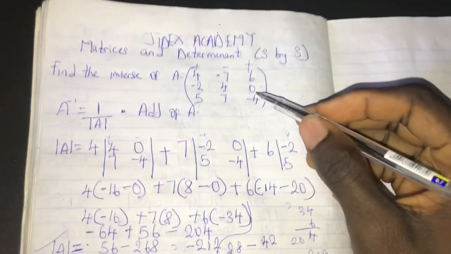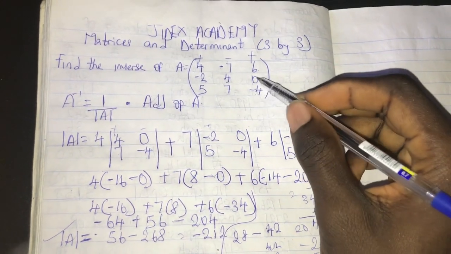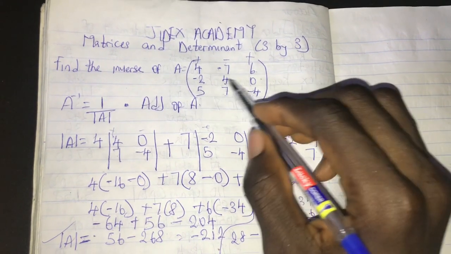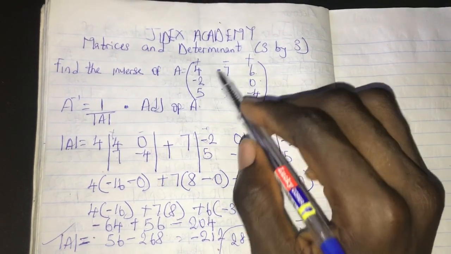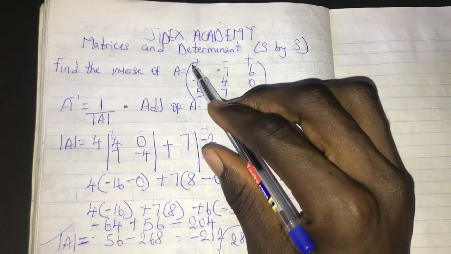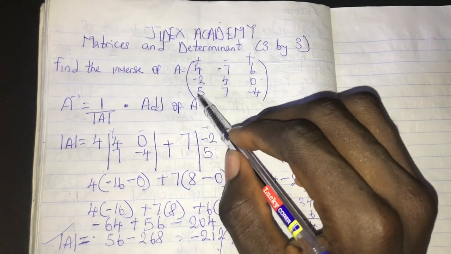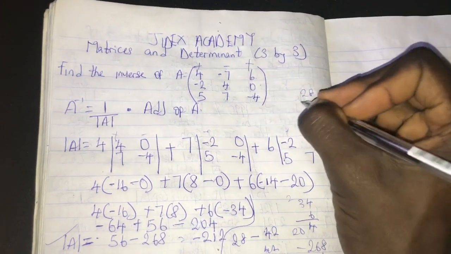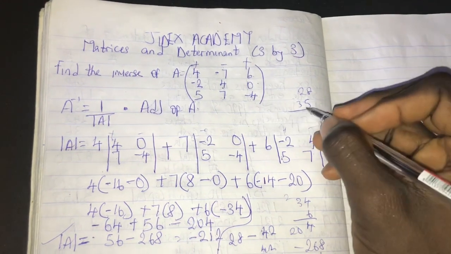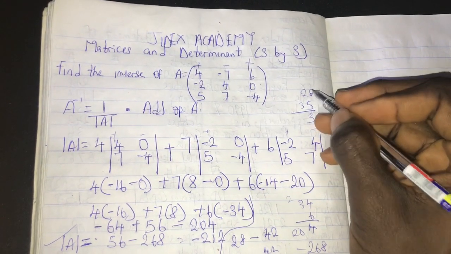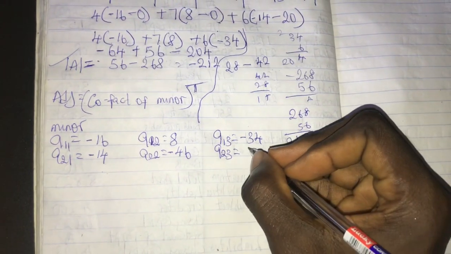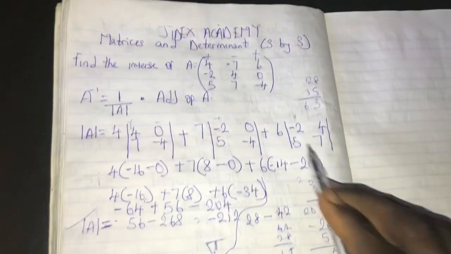Then we move to A23. You close this column and this row. So we are left with 4, minus 7, 5 and 7. So this is 28, 28 minus negative 35. So that will be 28 plus 35. That will give us 63, because you have to be careful of the sign.